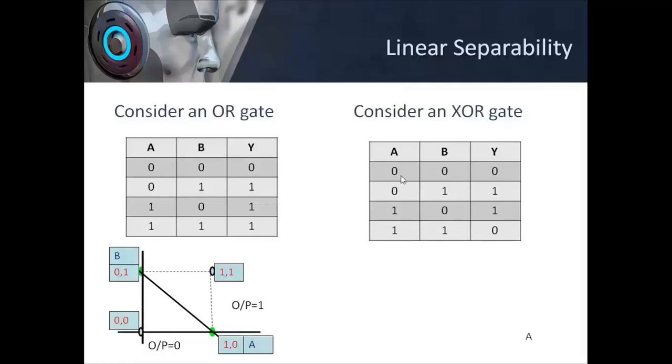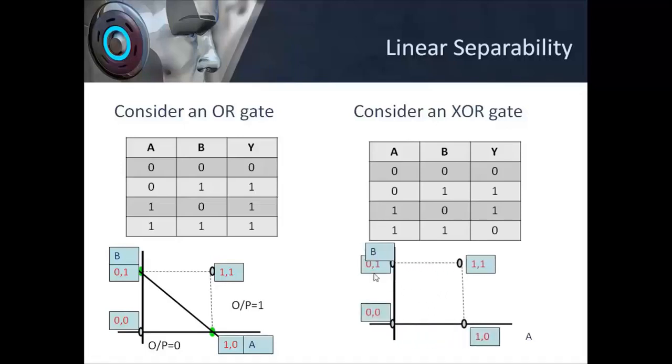So XOR gate, what is the logic? If either of the inputs is 1, output is going to be 1. But when both my inputs are at the same logic level, 0 or 1, output is going to be 0. Now on similar lines as we did for OR, if we plot these in a 2D plane, on this axis I plot A, on this axis I plot B. So I have these 4 points which are the 4 possible values of inputs A and B.